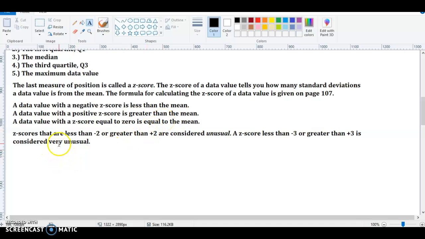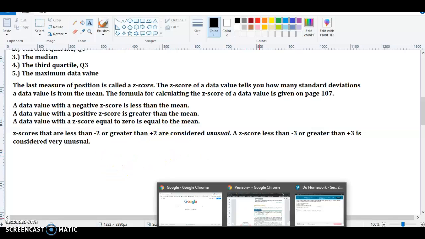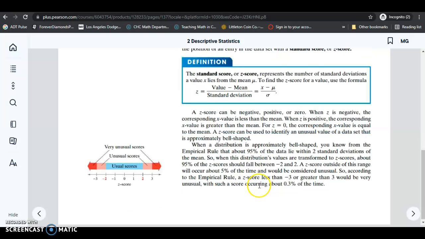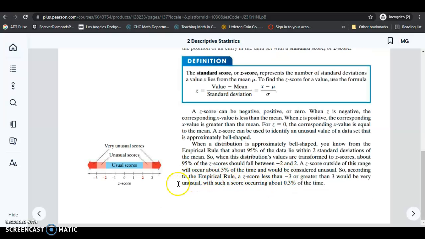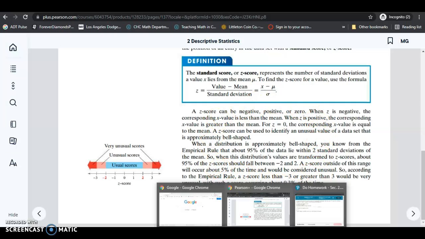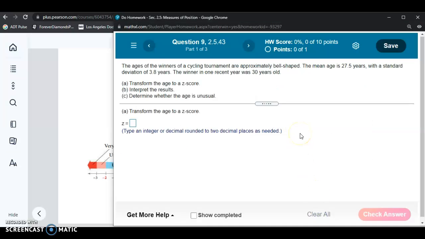Z-scores that are less than -2 or greater than +2 are considered unusual. This is the definition given in the book. A z-score less than -3 or greater than +3 is considered very unusual. You can verify that by reading these paragraphs at the bottom of page 107. So let's go ahead and take a look at an example from the homework.